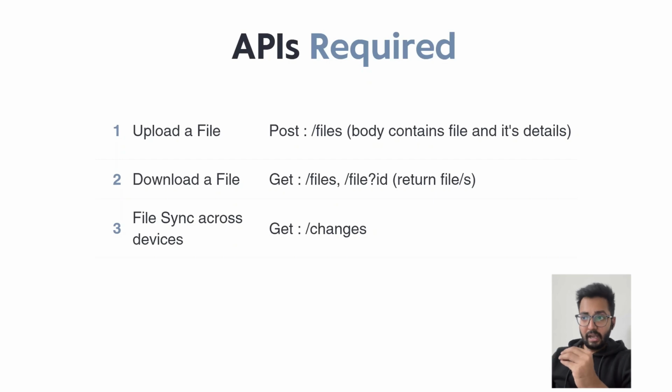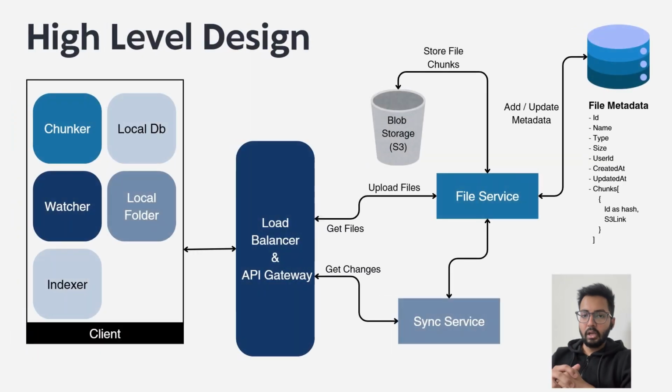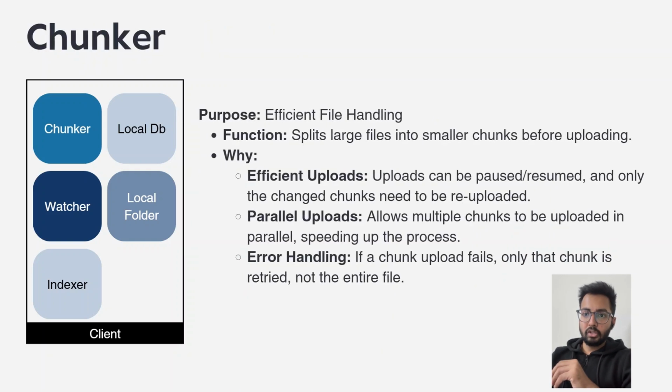Going further towards the high level design of this system, this is the whole high level design, which you can see on the screen. Starting with the client. In this case, the client consists of multiple elements. Let's first discuss those elements. We have the chunker, local DB, watcher, local folder, indexer, and so on in the client. We'll see the purpose and function of each of these elements, and why each is used.